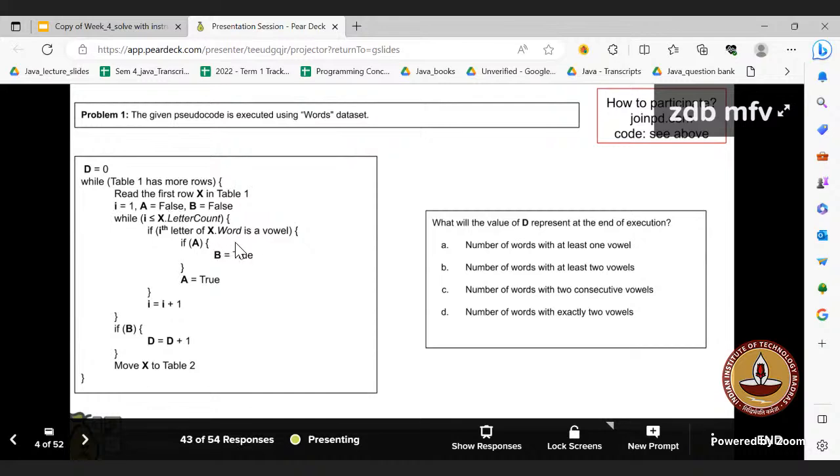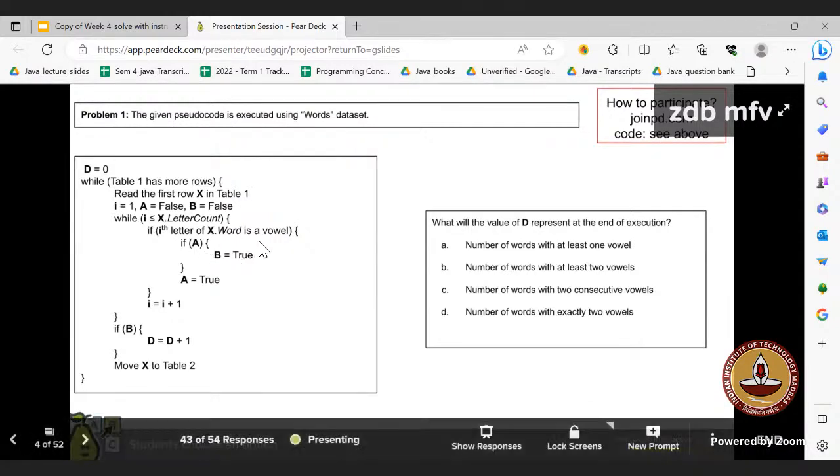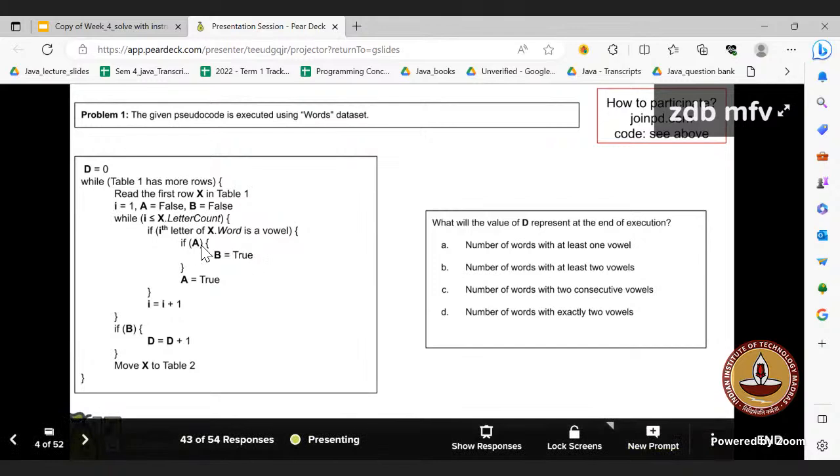So what will happen after seeing the first vowel? You will set A equal to true, and then I equal to I plus 1 will happen. Okay, if the second letter of your word is also a vowel, then what will happen? If the ith letter of the word is a vowel, the condition will be satisfied. If A is also true at that time, you will make B equal to true. If the third letter is a vowel, then also you will make B equal to true. A will be true only.